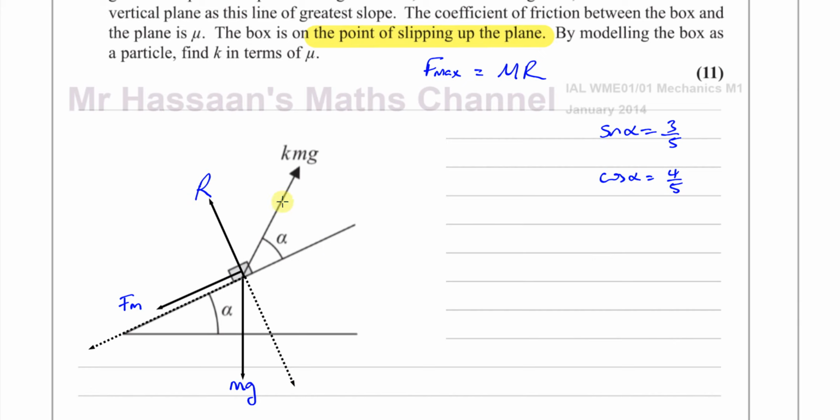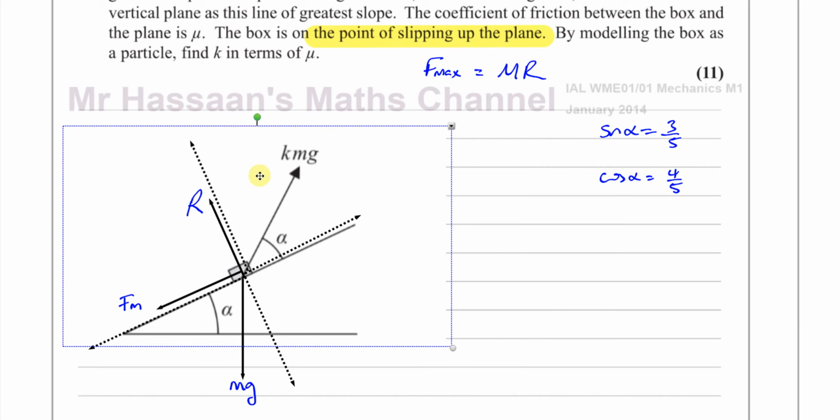Okay, and kmg, this force which is holding this thing up, or trying to move it, is going to have a component which is parallel to the plane, up the plane, and it will also have a component which is perpendicular to the plane, acting upwards like this. Okay, I'll draw this a bit longer so I have space to write down what I need to write down.